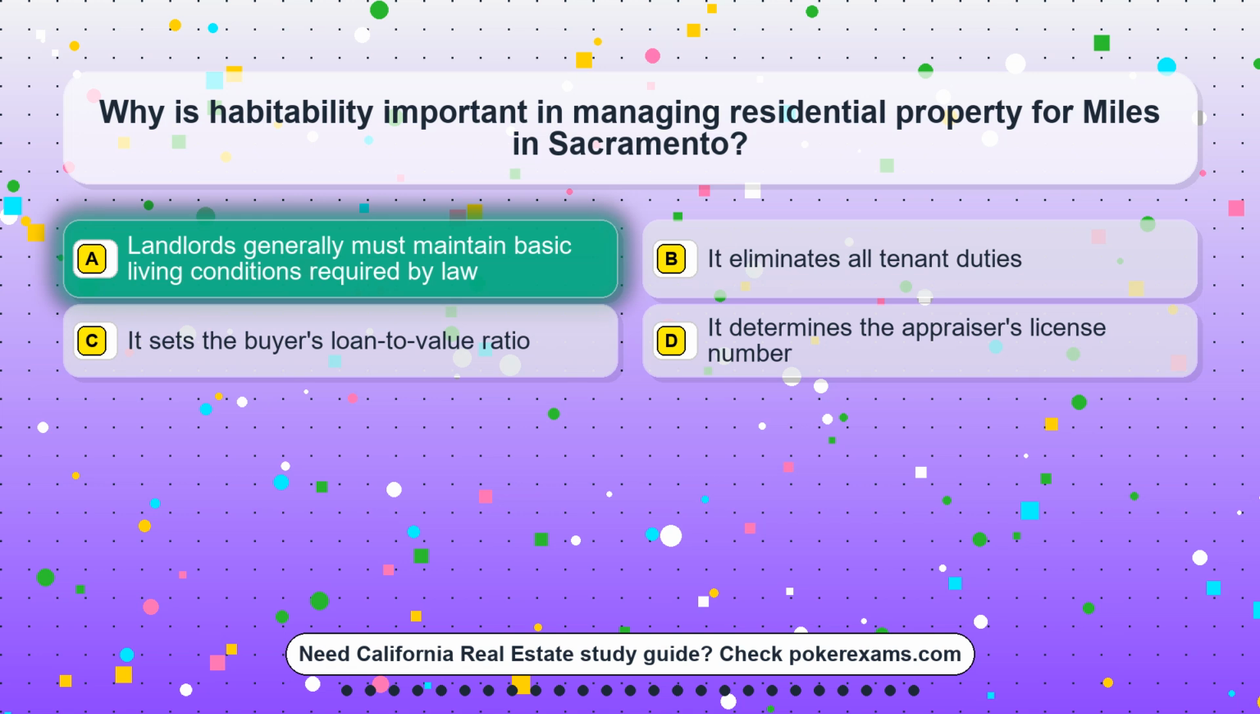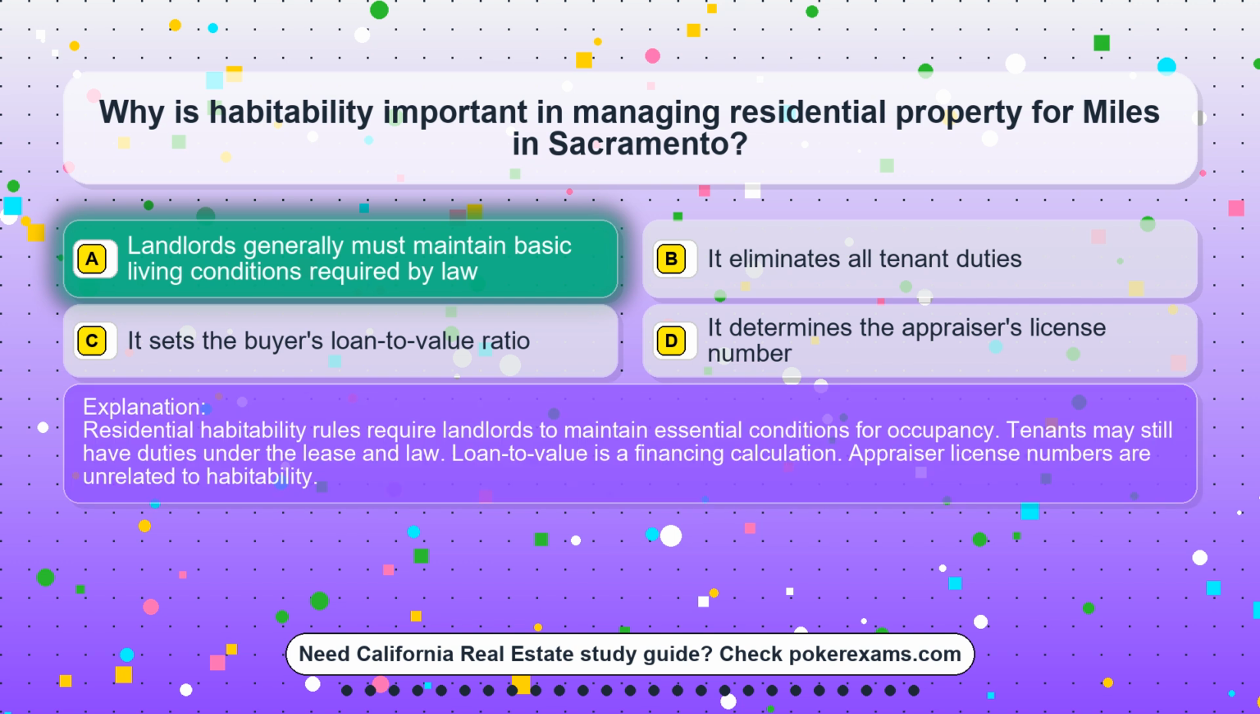The correct answer is option A. Landlords generally must maintain basic living conditions required by law. Residential habitability rules require landlords to maintain essential conditions for occupancy. Tenants may still have duties under the lease and law. Loan-to-value is a financing calculation. Appraiser license numbers are unrelated to habitability.